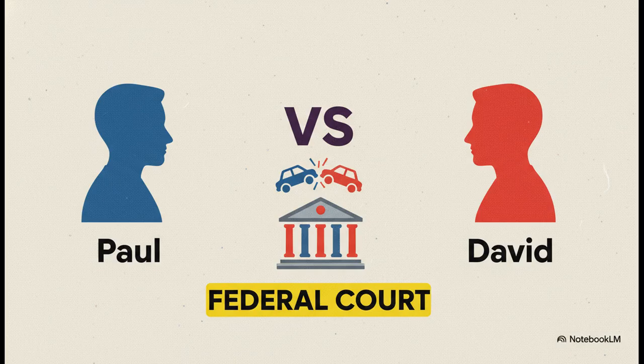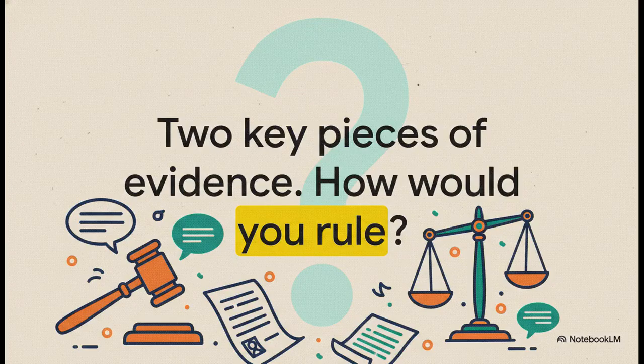We're putting you in the lawyer's seat. Your client, Paul, is suing David for injuries from a car crash. And because the case is in federal court, that means we're playing by the federal rules of evidence. And let's switch hats. Now you're the judge. The whole trial really hinges on two key pieces of evidence, and it's your job to rule on whether they're admissible. If you get these right, you'll have a really solid handle on some of the trickiest concepts in evidence. But first, we've got to set the scene.